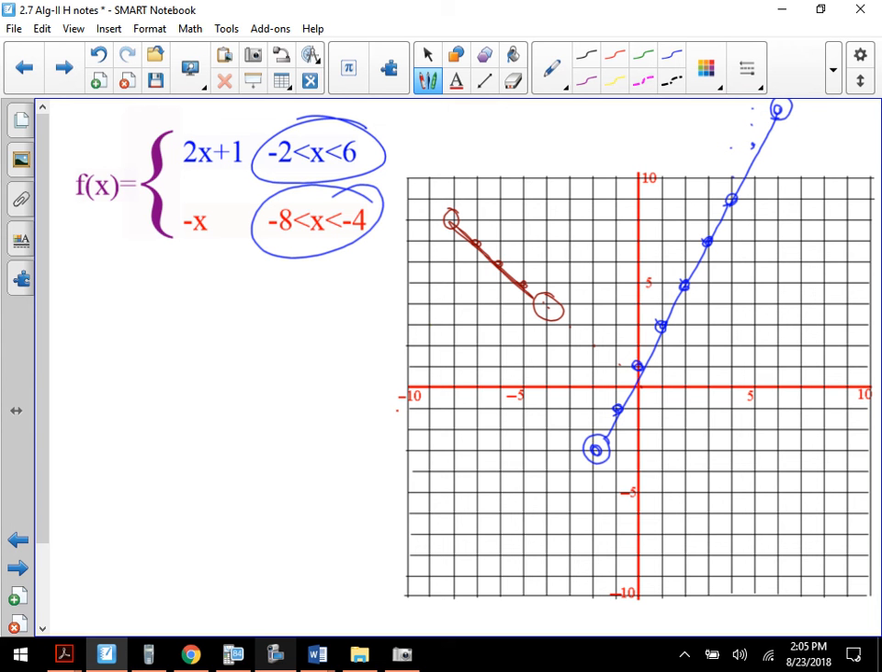I think, if I'm not mistaken, did I post the numbers of which ones to do yet? Yes.